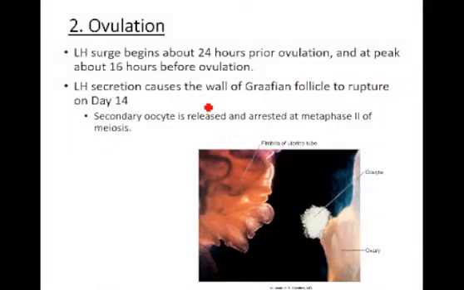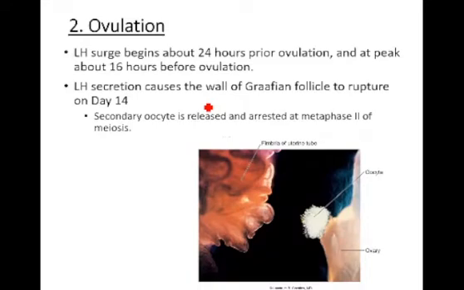So the LH surge begins about 24 hours before ovulation. Again, the number here is just on paper, theoretically. Sometimes it can be 12 hours prior to ovulation, sometimes it can be 36 hours before ovulation. But on average it is 24 hours, and at peak about 16 hours before ovulation.